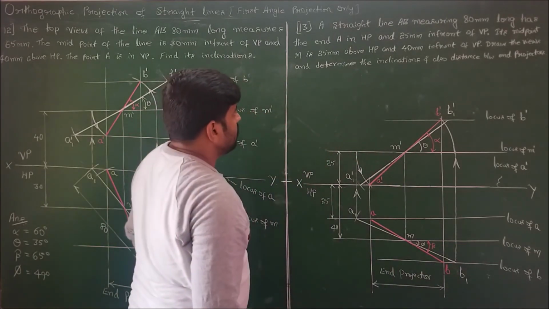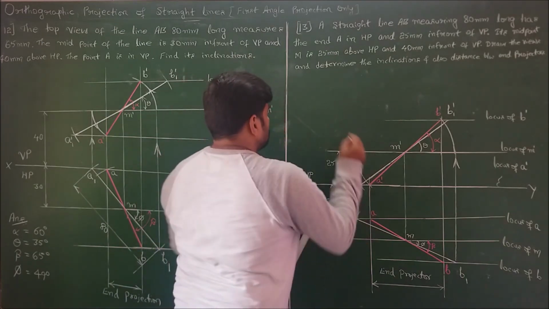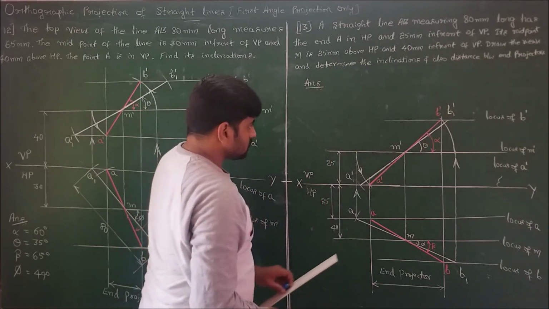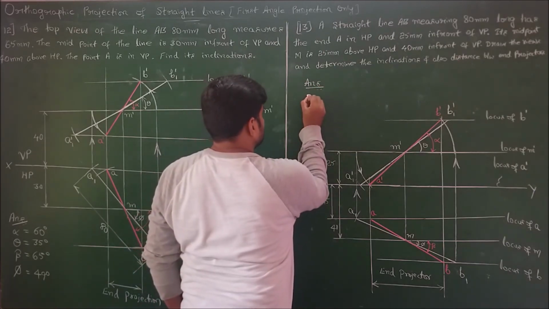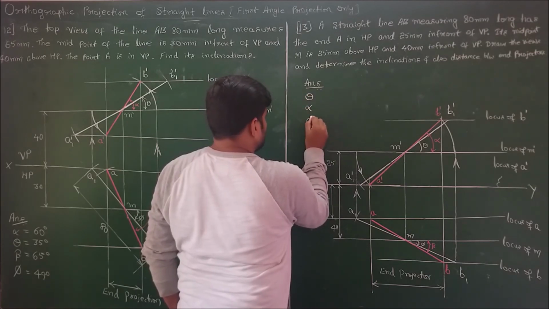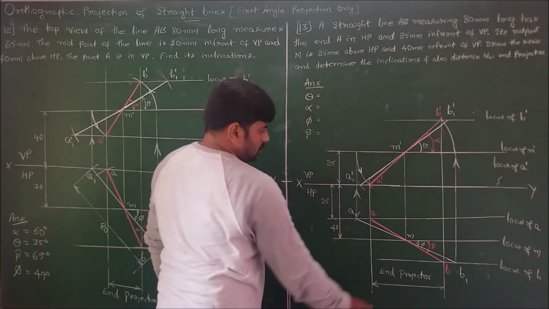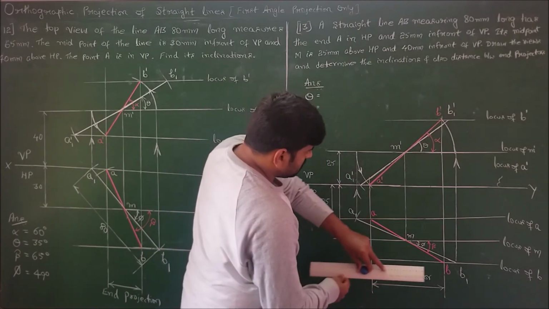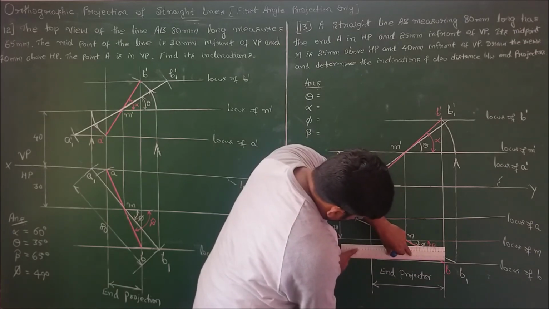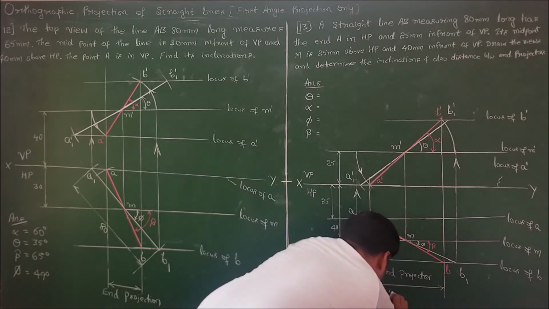He has asked us to determine the inclinations, so therefore the answers are, I want to find theta, alpha, phi, beta, and also the distance between the end projectors. The distance between the end projectors is turning out to be 53 millimeters.